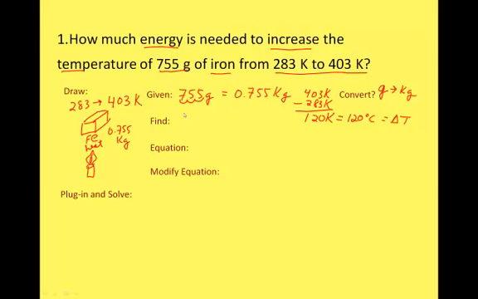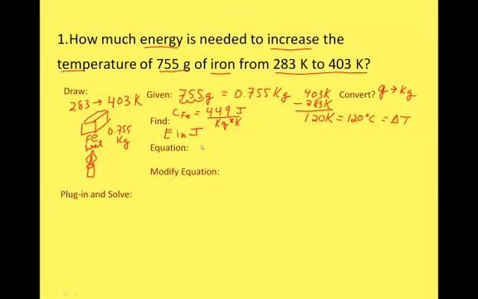So the only thing we need is the c for iron. Now the c for iron happens to be 449 joules for every kilogram degree K, or degree C. What do we need to find? We're looking for energy, and we want it in joules.